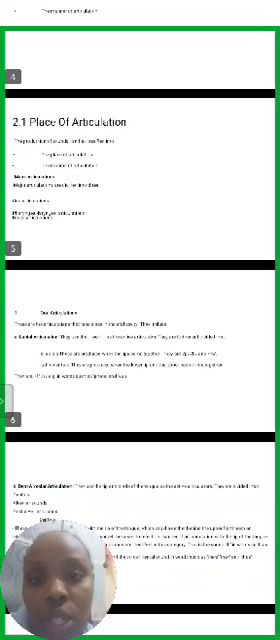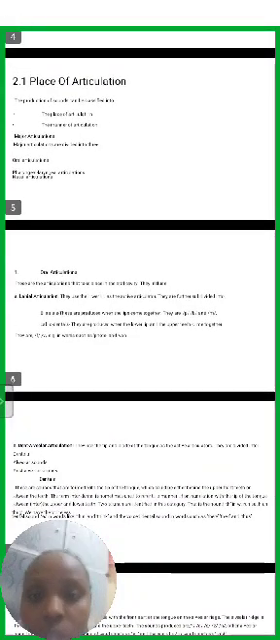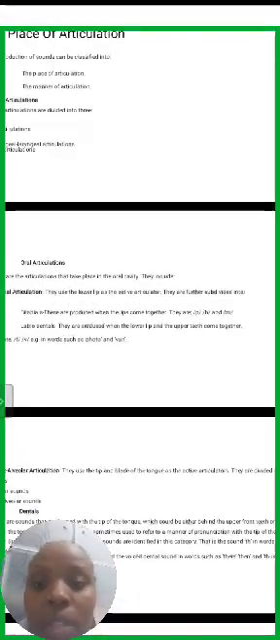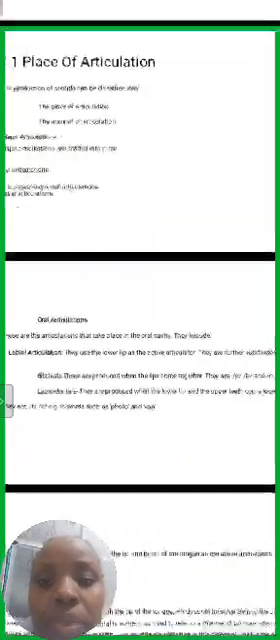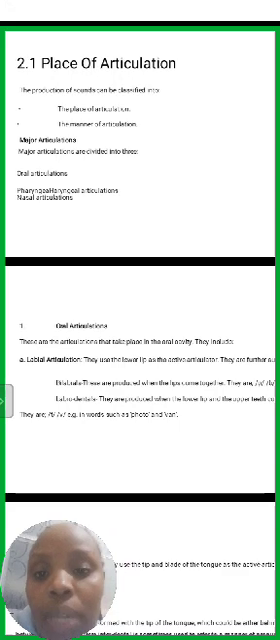So we have the production of sounds. They're classified into the place and the manner of articulation. Let's start with the place of articulation. The major articulations are divided into three: the oral articulations, the pharyngeal and laryngeal articulations, and the nasal articulations.